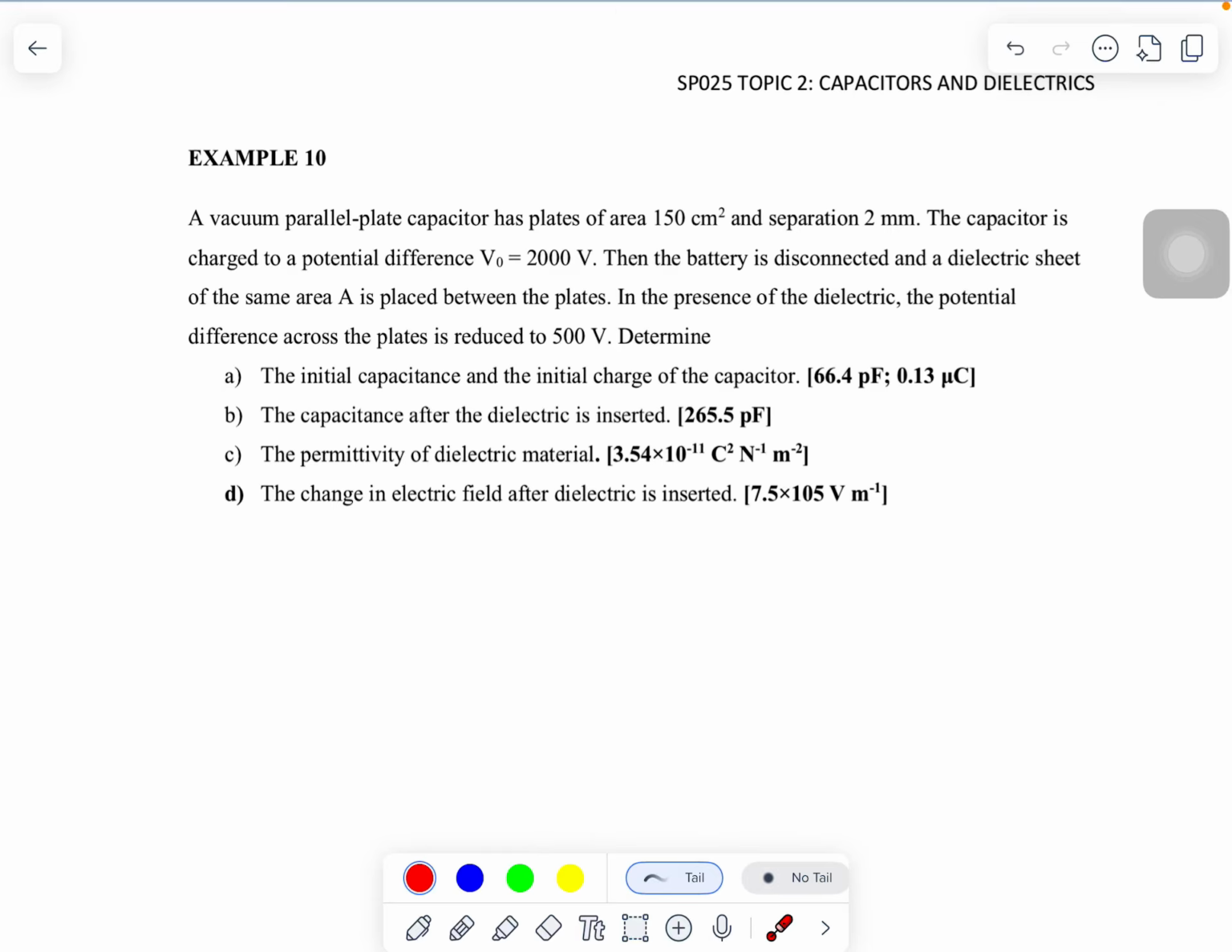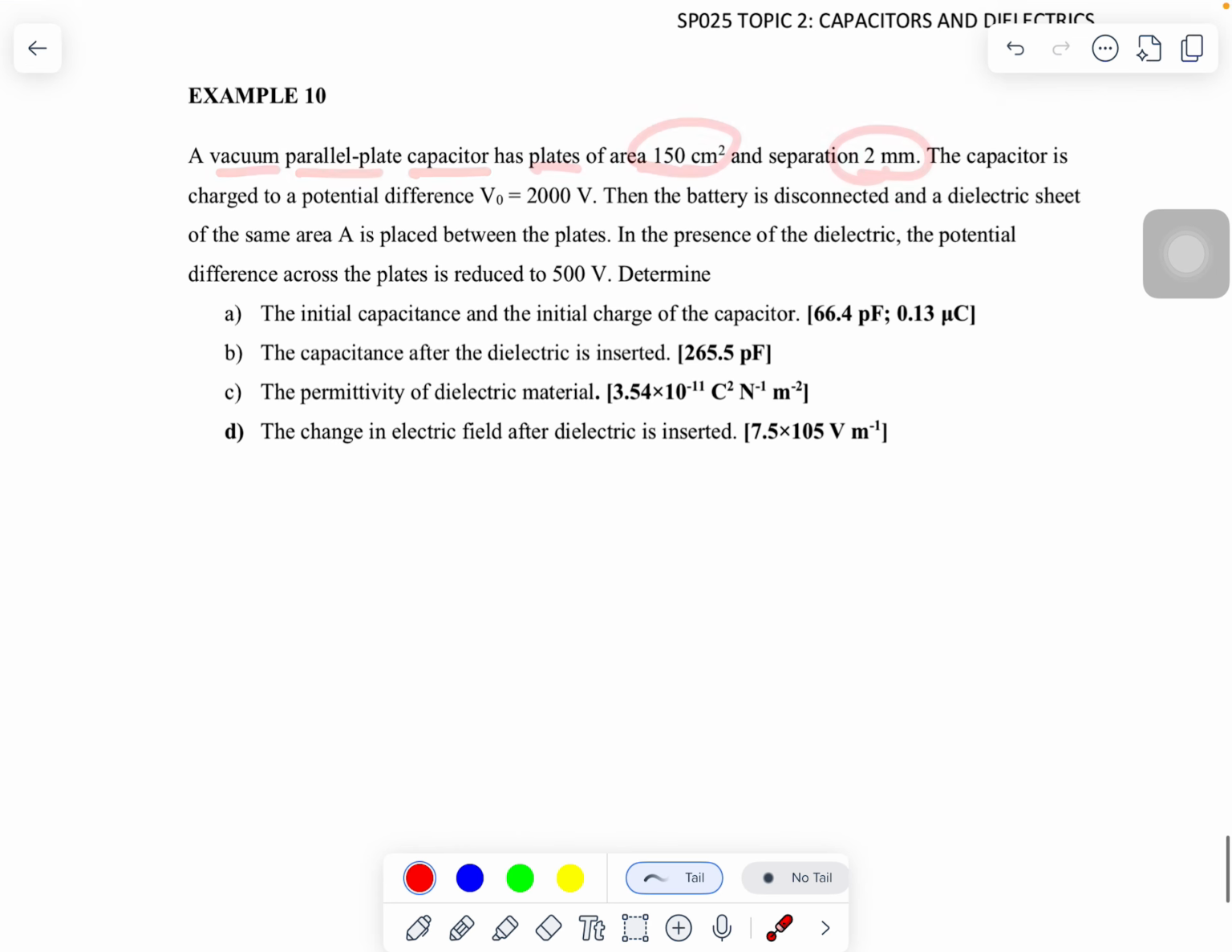Okay, last one, example 10. We have a vacuum parallel plate capacitor with plates of area 150 cm square and separation 2 mm. The capacitor is charged to a potential difference V naught of 2000 volt. So this one is initially in vacuum. Belum letak insulator. Dia tengah charge dekat battery.